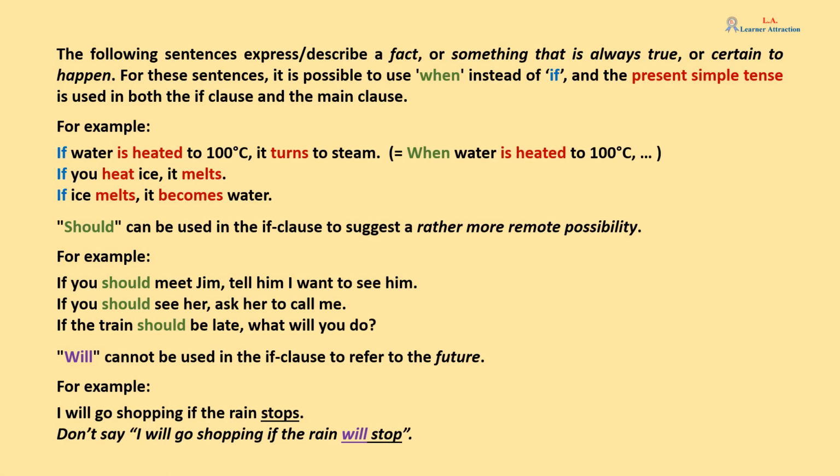The following sentences express or describe a fact, or something that is always true, or certain to happen. For these sentences, it is possible to use when instead of if, and the present simple tense is used in both the if clause and the main clause. For example, if water is heated to 100 degrees Celsius, it turns to steam, means the same as, when water is heated to 100 degrees Celsius, it turns to steam.